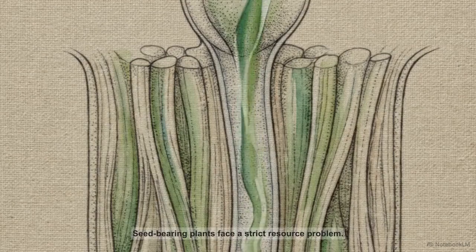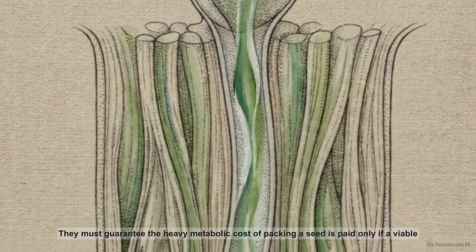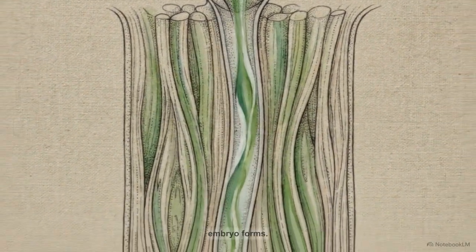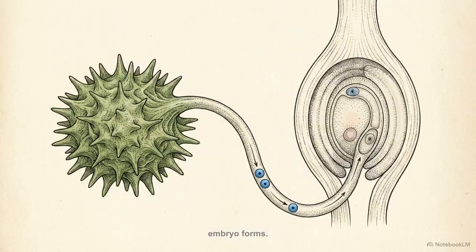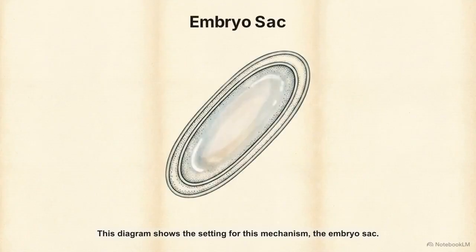Seed-bearing plants face a strict resource problem. They must guarantee the heavy metabolic cost of packing a seed is paid only if a viable embryo forms. Angiosperms solved this through a highly synchronized dual biological mechanism known as double fertilization. This diagram shows the setting for this mechanism, the embryo sac.